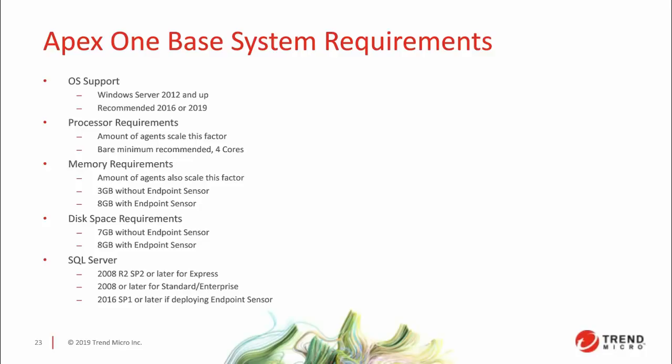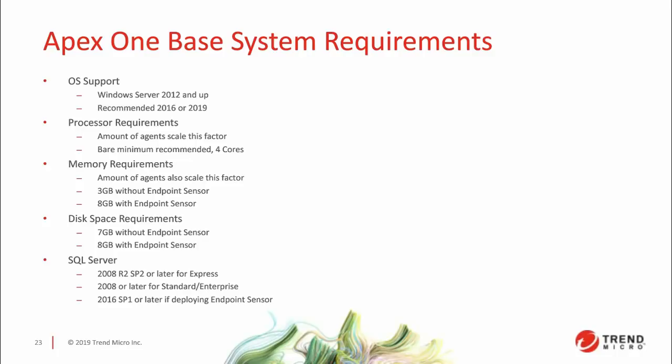Processor requirements, base 4-core. That's at about 1.86 gigahertz if you need to know that part. Amount of agents, again, scale that factor, scale all factors, really. The memory, 3 gigabytes without endpoint sensor and 8 gigabytes with. And this is because of that memory allocation that you need to set aside for the processing of investigations. Disk space requirements, relatively conservative there. 7 gigabytes without endpoint sensor and 8 gigabytes with.